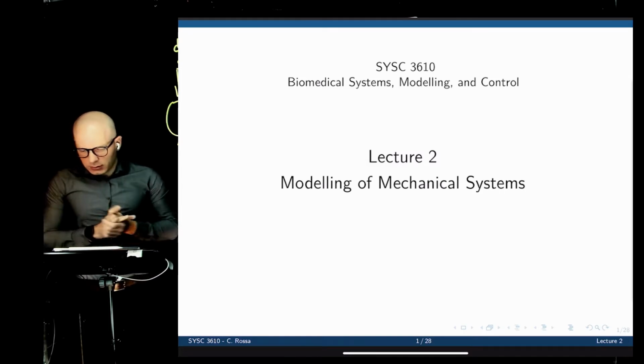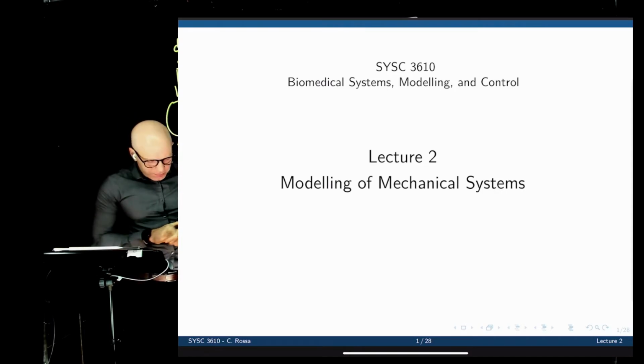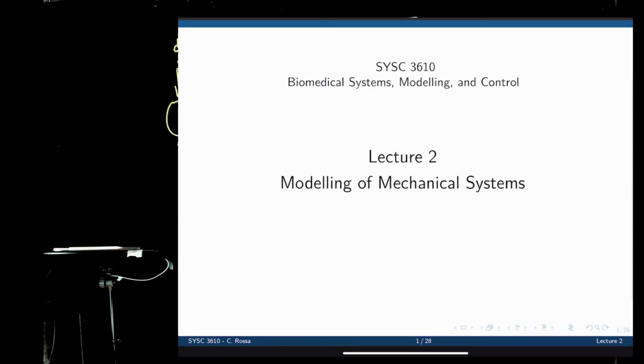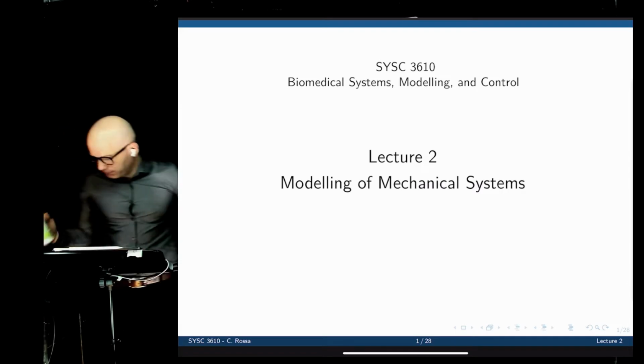Today we have our second lecture, and today we're going to study modeling of mechanical systems. As I introduced you to modeling last week, we discussed that the first step in modeling or controlling a system is to first understand how the system operates. And this means that we need a physical model that describes the behavior of that system in detail, so that we can estimate the input-output relationship of that system. Or in other words, for any given input, we should be able to estimate the output of that system.